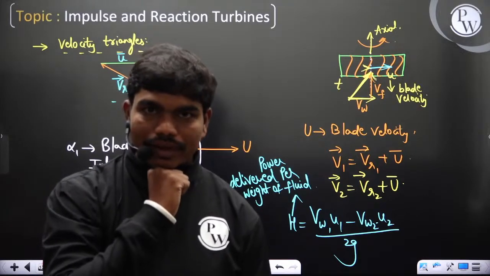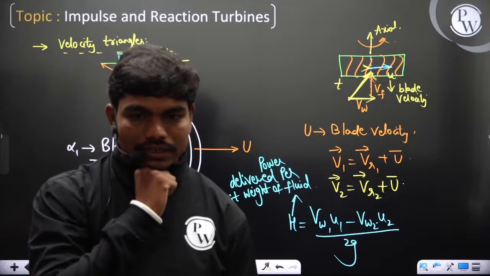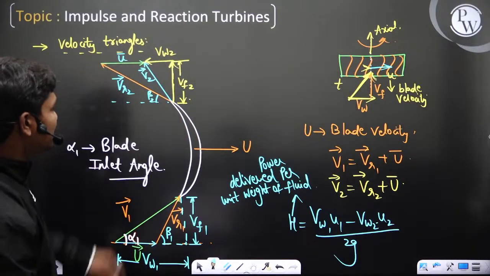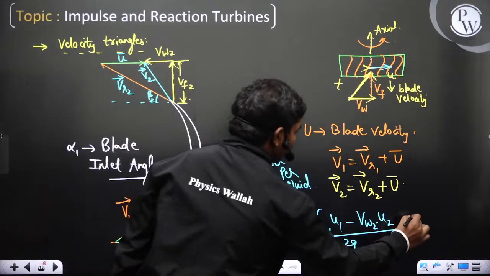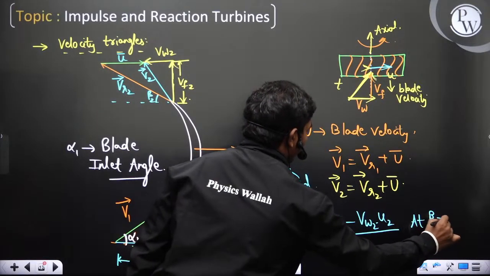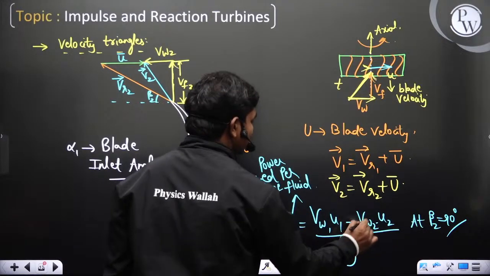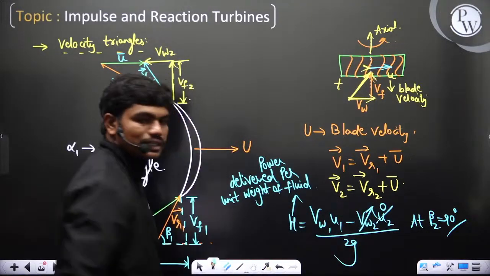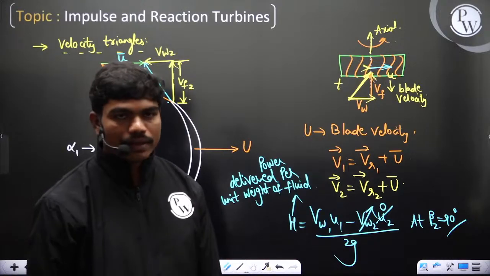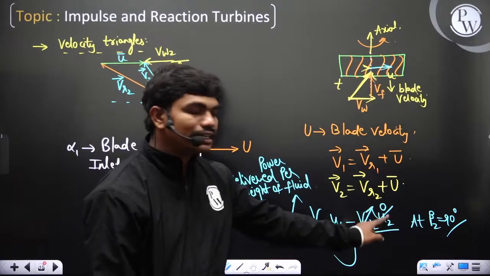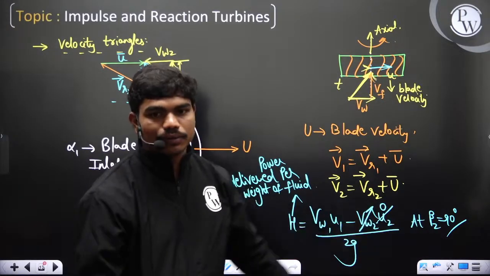Sine component will become 0. What is the sine component? Actually, this U is anyhow unavoidable. Okay, so U is always there. So at beta 2 equal to 90, and the outlet is made completely radial, purely radial, then clearly this VW2 is 0. Okay, and clearly this is a positive quantity. For this to maximize, this quantity should go to 0, which you can do.